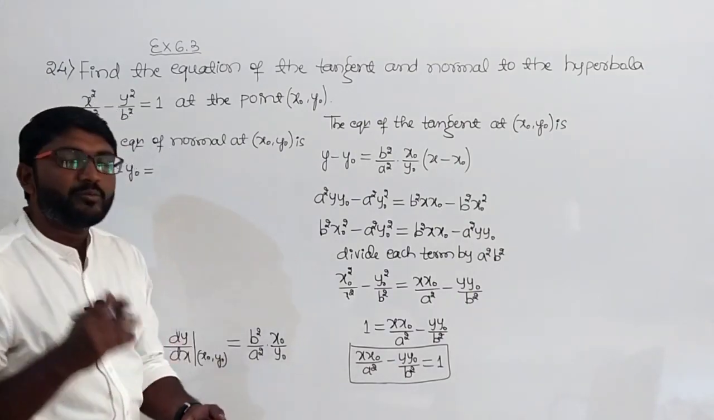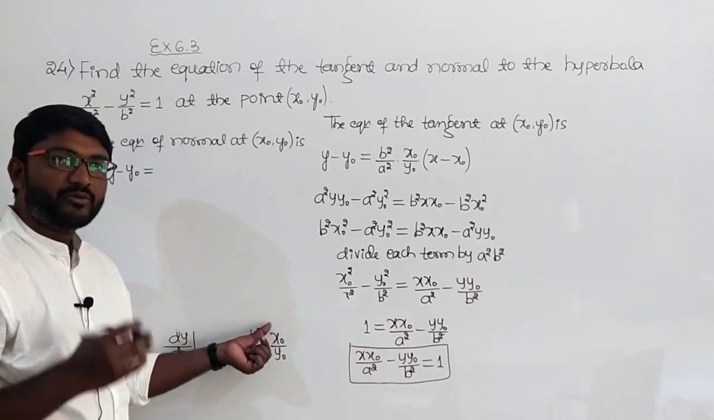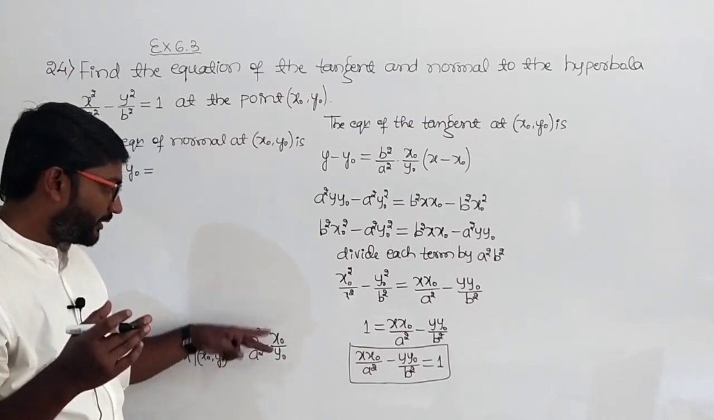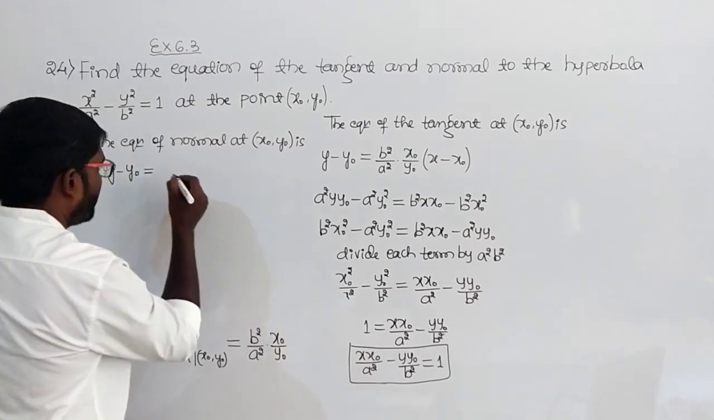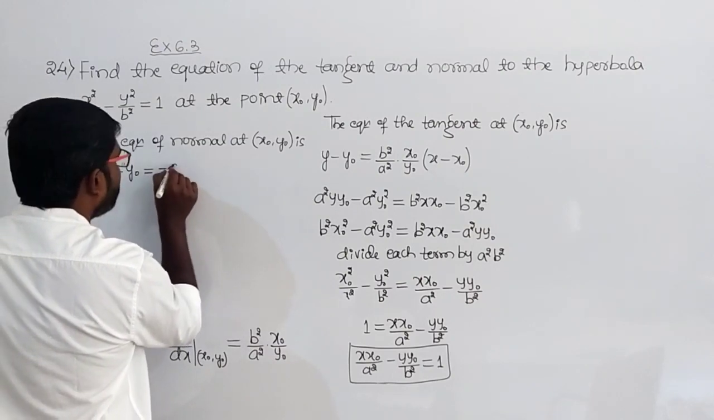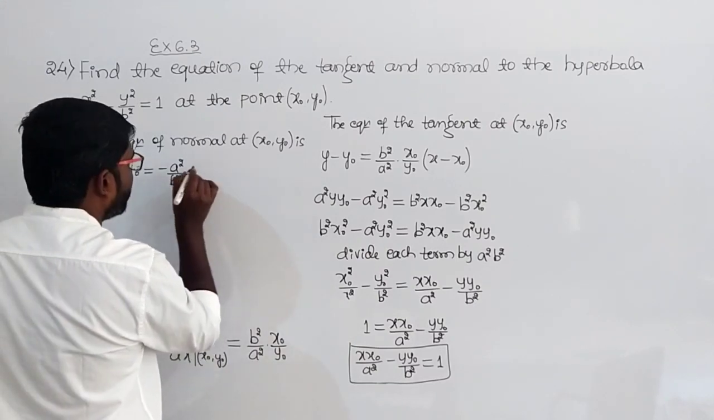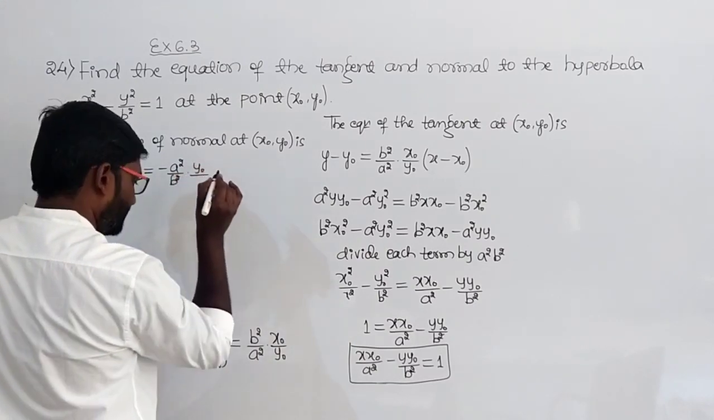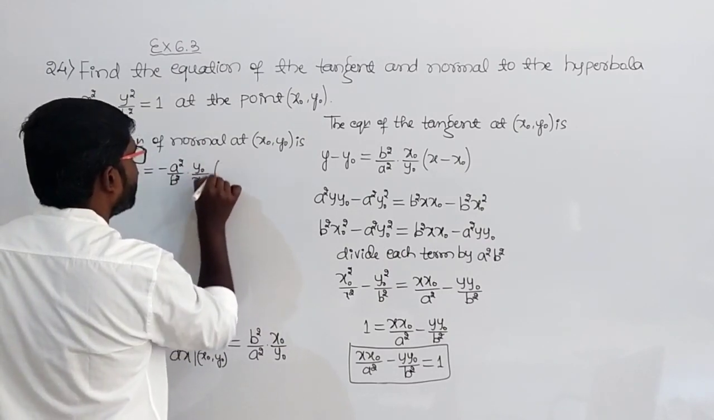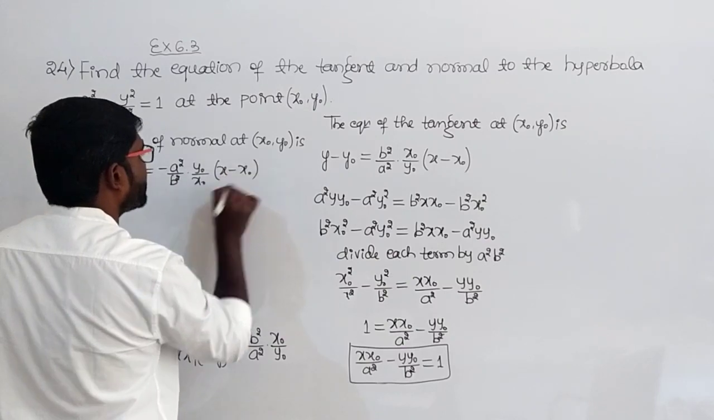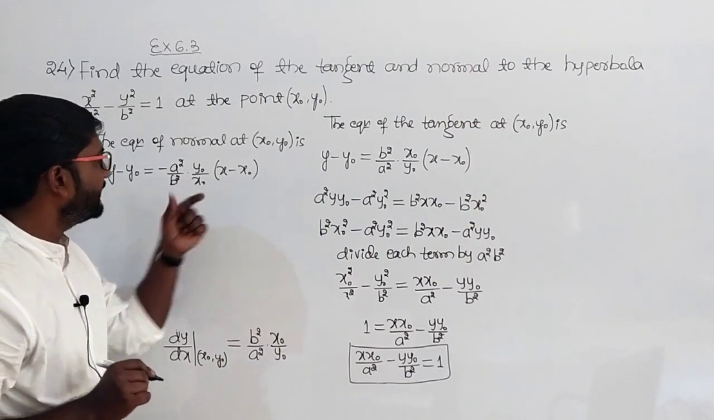So what is the slope now? Minus 1 divided by the slope of the tangent. This is the slope of the tangent. We have to take minus and the reciprocal of this one. Minus 1 divided by dy by dx means this goes to the numerator now. So overall you get minus a square by b square into y naught by x naught into x minus x naught. So y minus y naught equal to minus 1 divided by dy by dx into x minus x naught.